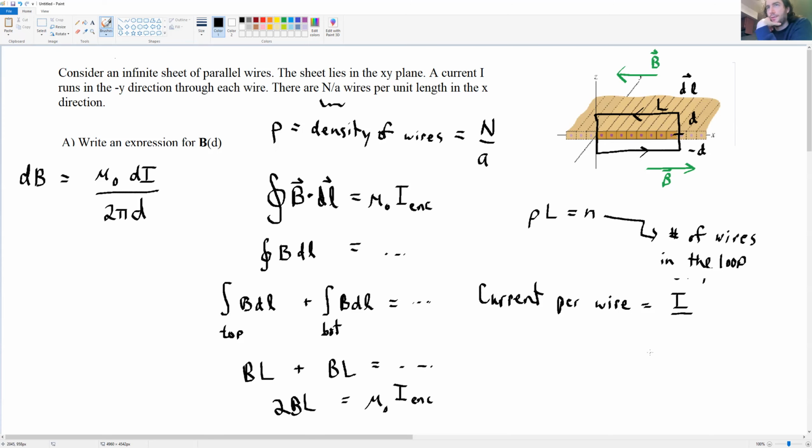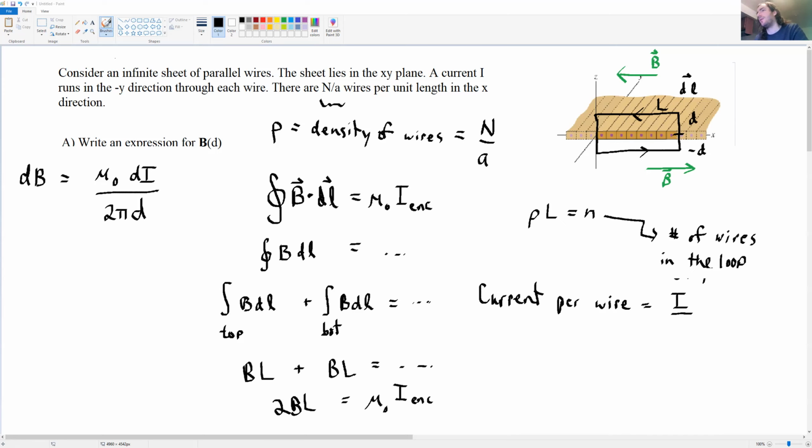So current per wire. I can see why there's a little bit of confusion on this problem. So current per wire here. Does anybody have any ideas? Because I'm kind of stuck myself on this one at this point. So we want to write an expression here for the current per wire. Yeah, but that's where I'm stuck. So what is the current per wire? I is the current per wire. Don't they give I as the total current in the entire sheet, or did I misread the problem?